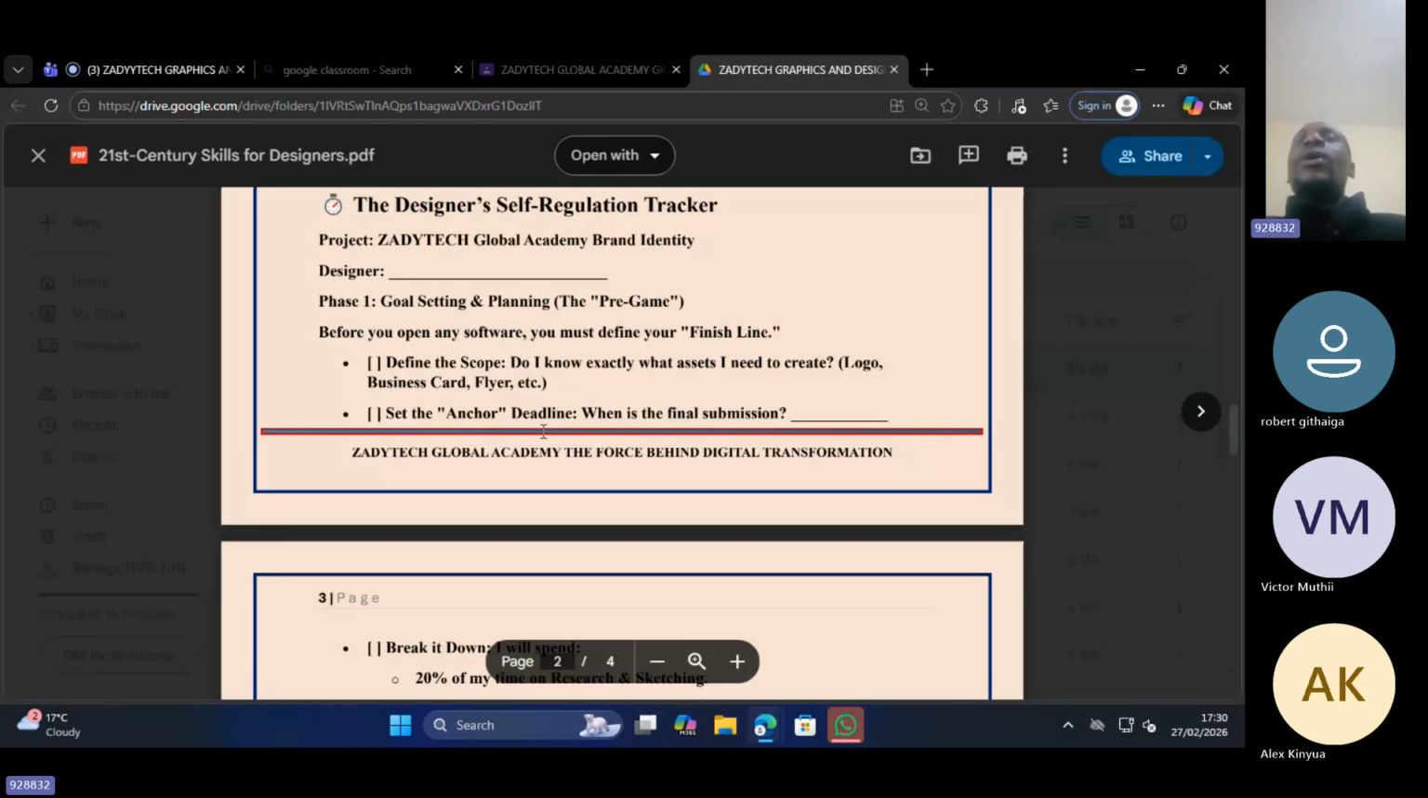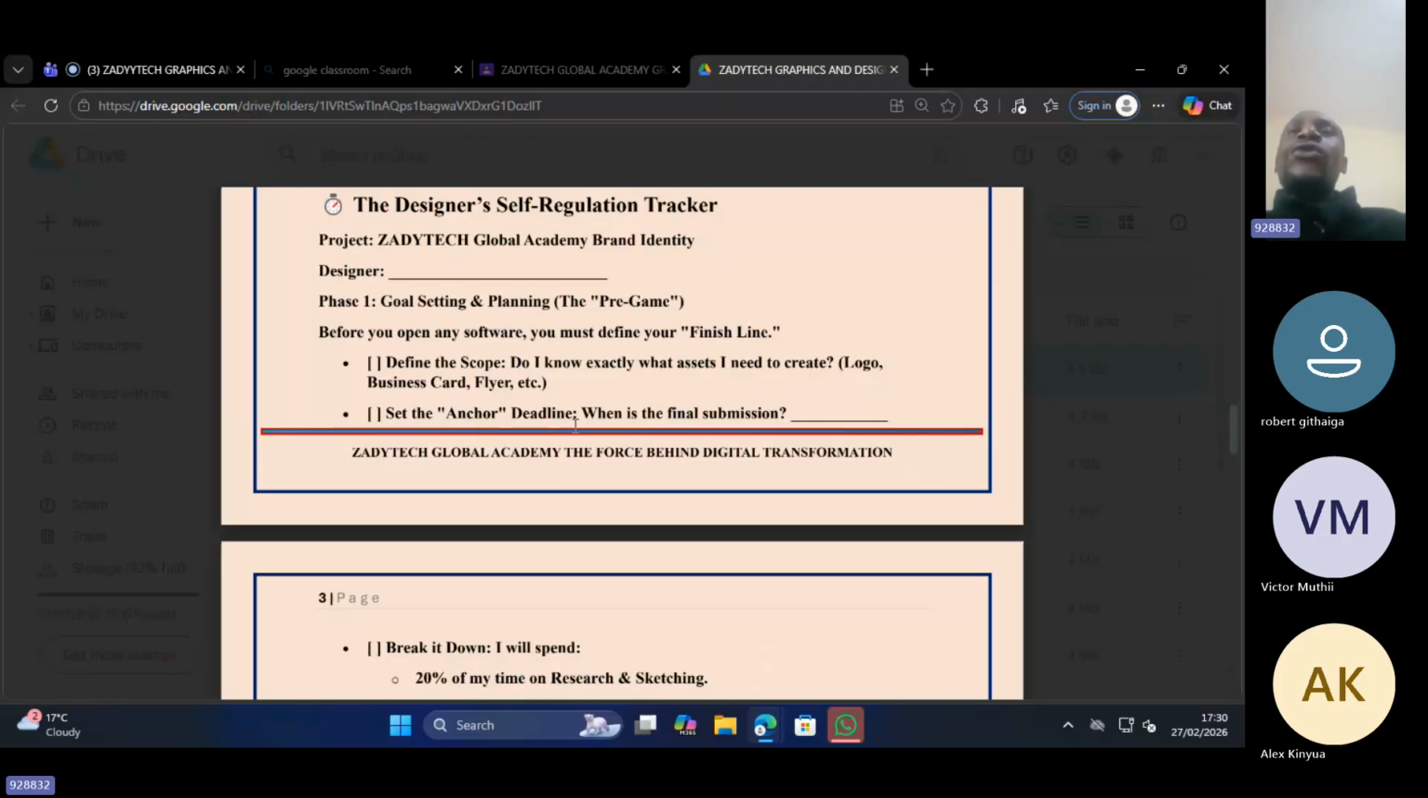Then set the anchor deadline. When is the final submission? Yes, remember that we are talking about the small deadline that you set for yourself, to ensure that you work within the timeline. Yes, your timelines. So set the anchor deadline. When is your final submission going to happen?